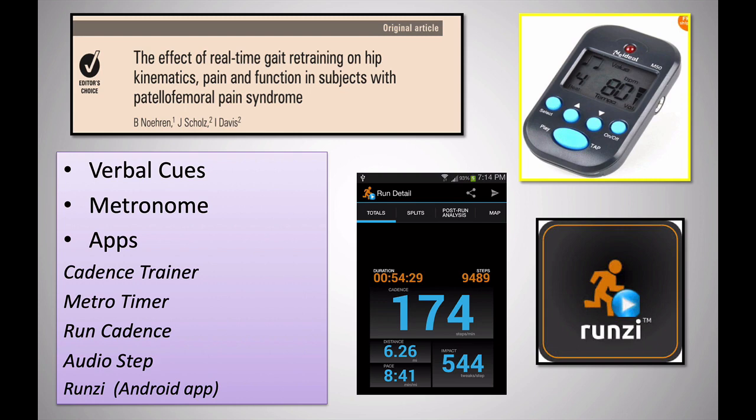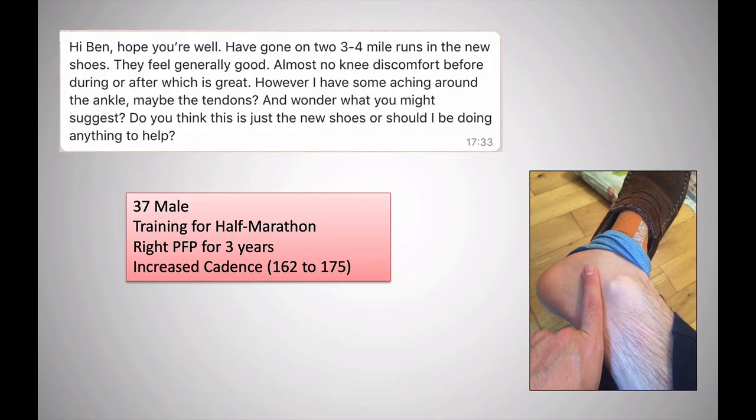Now, we have to be very careful when we increase the cadence. Sometimes we might increase it too much too soon. Giving an example of a patient here: this patient came to me with right side patellofemoral pain for 3 years. He's training for a half marathon. I increased the cadence from 160 to 175, and he sent me an email within a week saying his knee pain had vanished, which is amazing considering he had it for 3 years. But then he's getting pain here on his tib post tendons. So it seems the knee is happy, but the foot and ankle are not happy with an increased cadence. I guess we're putting more strain on the calf and also the tib post muscles.